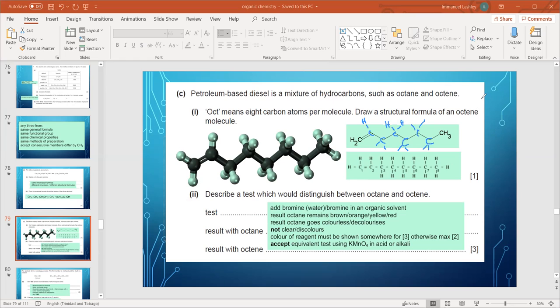They say to draw it for octene, so it means it's an alkene. There's a double bond at the start here to signify that we're dealing with an alkene, right? And I showed you the displayed structure, which is right below it. You can see carbons 1 to 8, and you see all the hydrogens are bonded around the carbons.